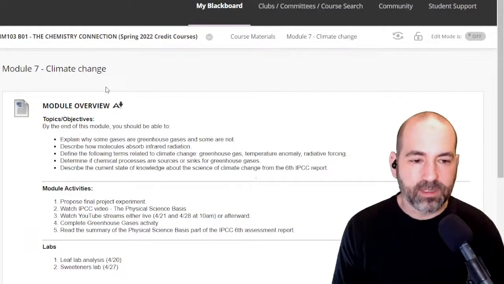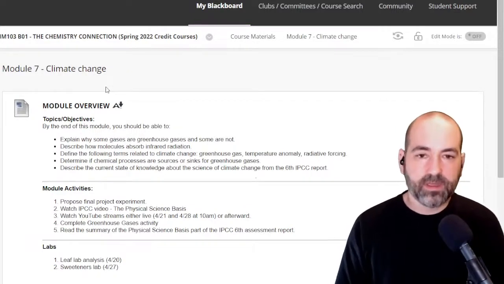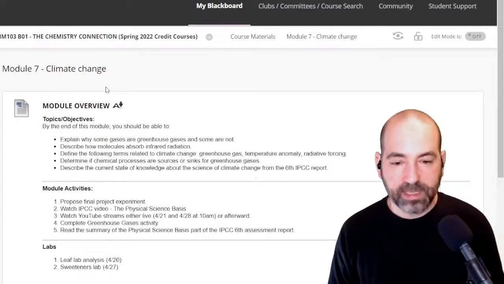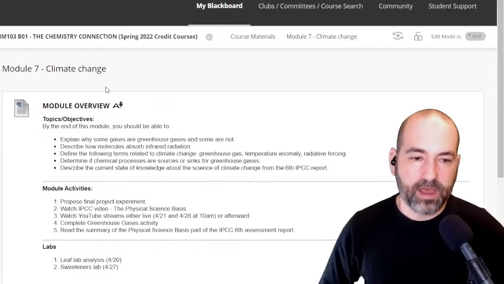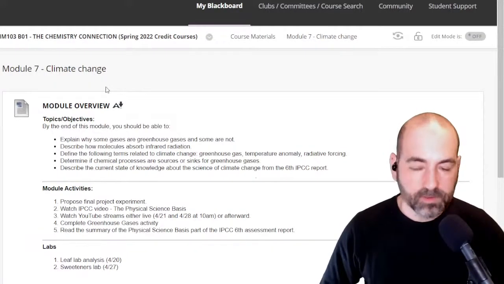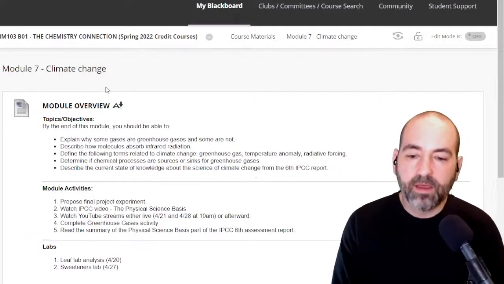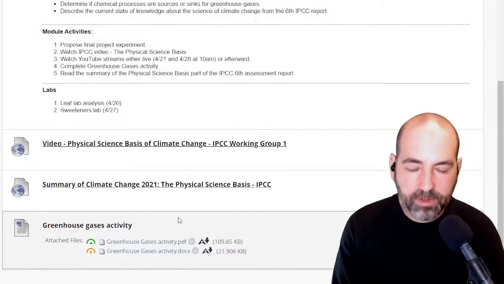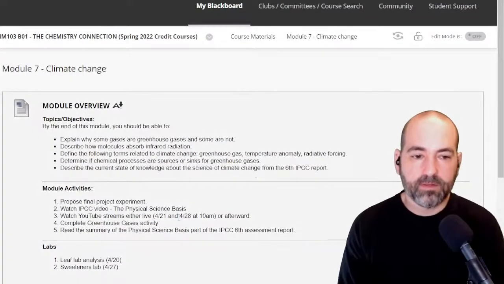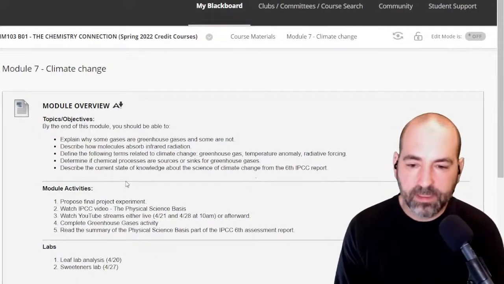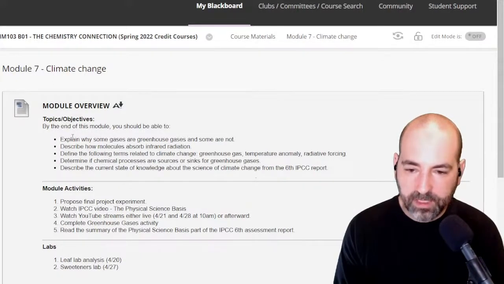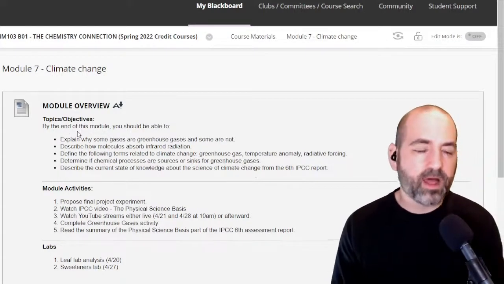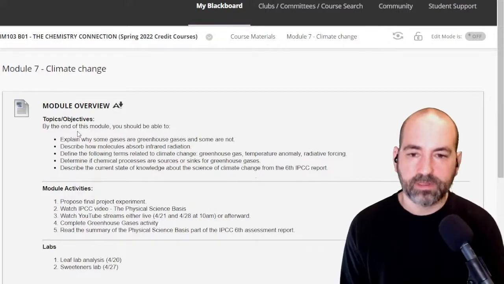So today we're going to look at Module 7 and the initial greenhouse gas activity, which gives you some insight into how greenhouse gases work, what they are not. This is the thing at the bottom of Blackboard, so you can pull that up if you want to follow along. This will address most of the objectives for this module, specifically the first four. It doesn't really talk much about climate change, more just about the chemistry of greenhouse gases.